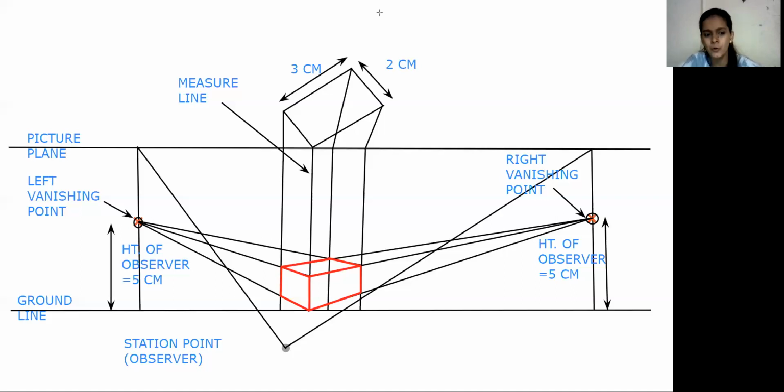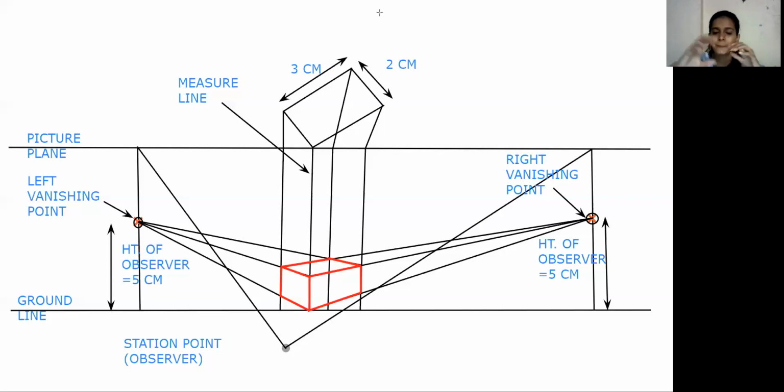Between the picture plane and ground line, you need to draw the perspective view. So in this, you need to consider the height of the observer as well as the height of the object. Sometimes the height of the observer is more, sometimes the height of the object is more. So you need to consider these heights and add again 2 to 3 centimeters. So 7 to 8 centimeters is enough for this drawing. Below the ground line, you need around 2 centimeters because you need to show the station point there, right?